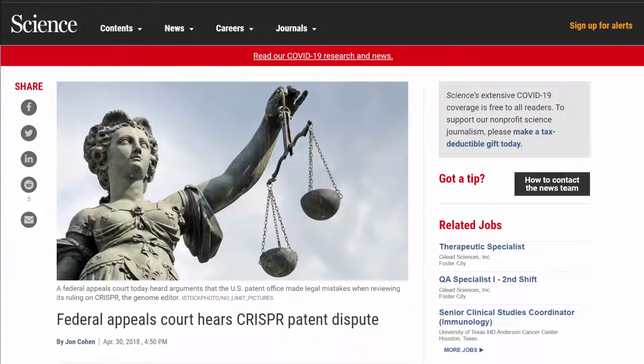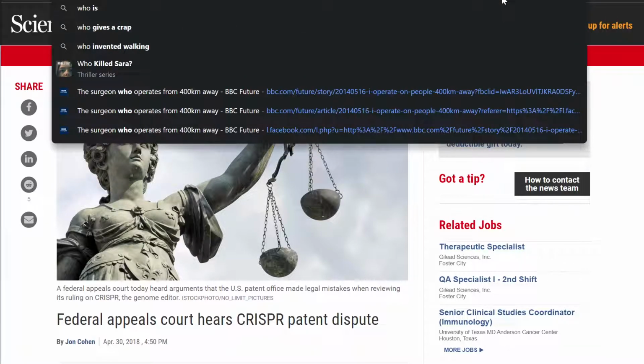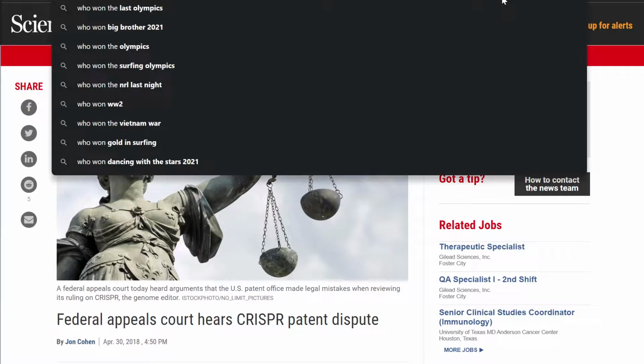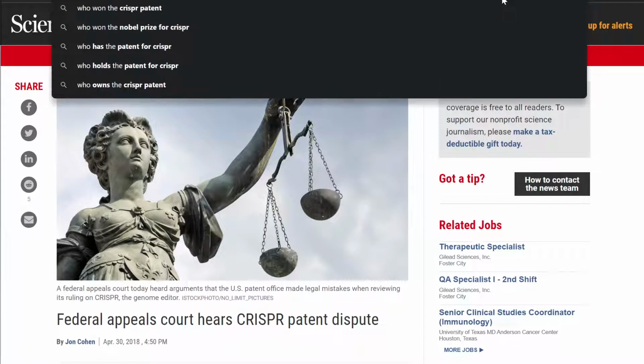And there were two different teams, an East Coast and a West Coast team, who both wanted the patent for probably the biggest technology of the decade. I think it was the dude who won it. Who won the CRISPR patent?